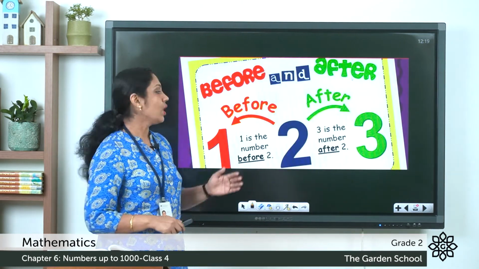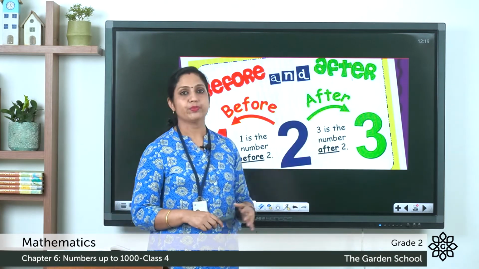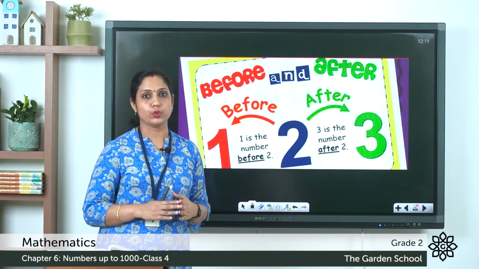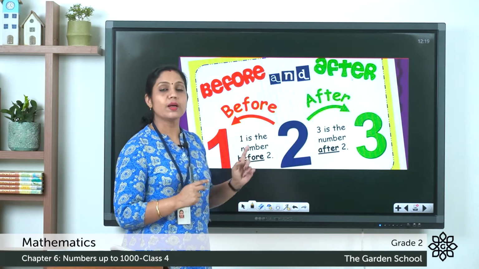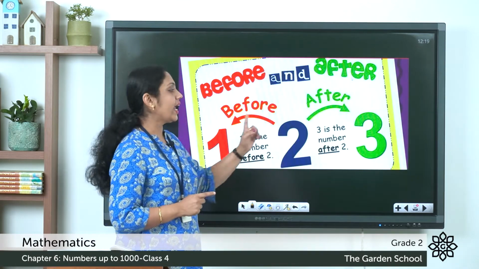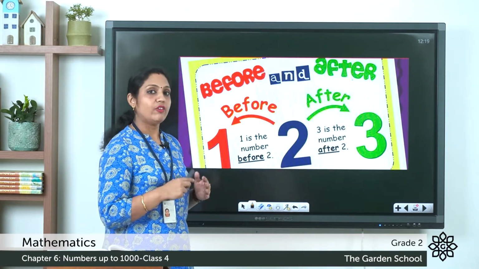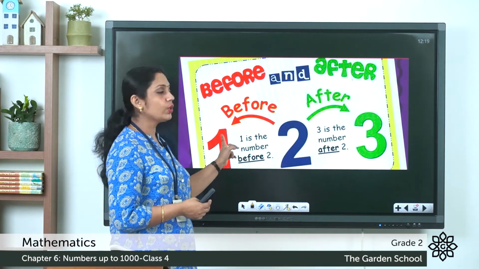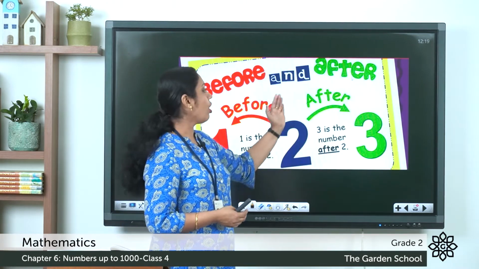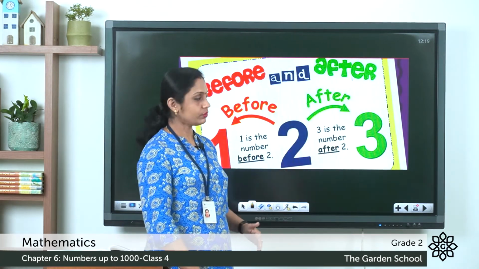In the numbers 1, 2, 3, which number comes in between? The number 2 comes in between 1 and 3. And we can also say that the number 1 is before 2 and the number 3 is after 2.